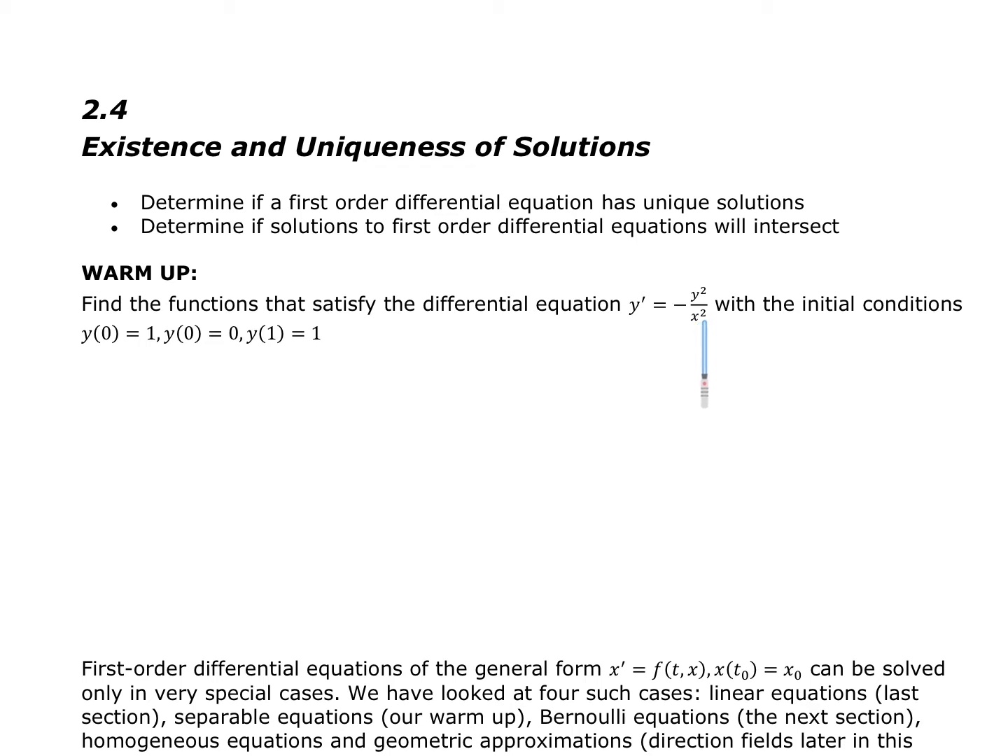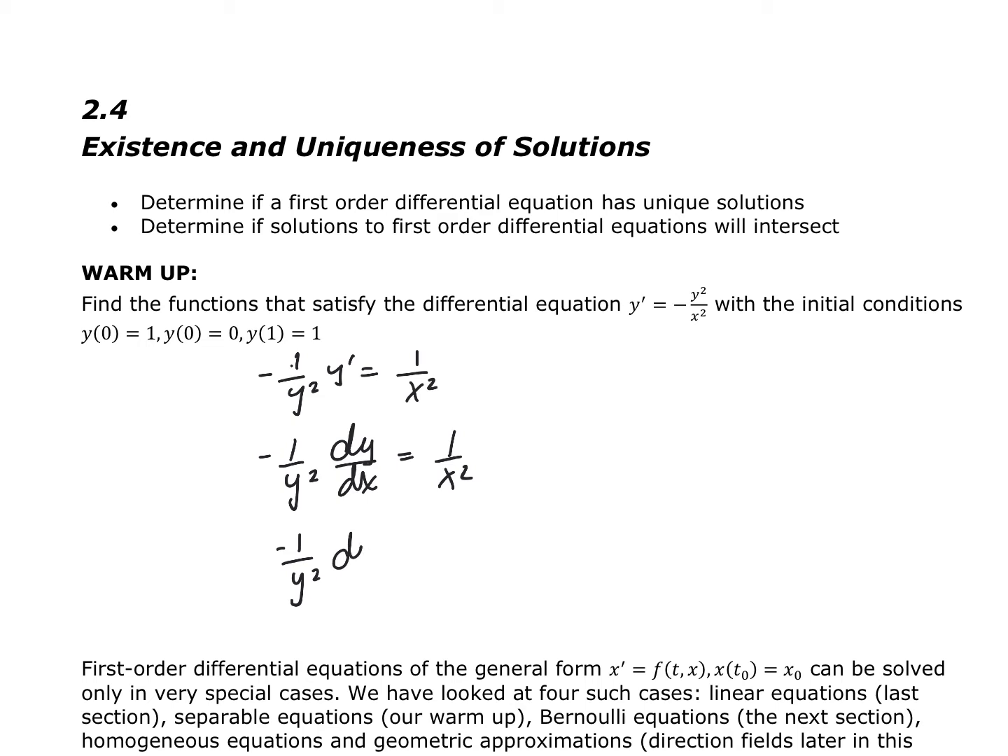We happen to know this is a separable differential equation, so we're going to treat it as such. We're going to divide both sides by y squared. And in fact, I'm probably going to divide both sides by negative y squared. No real particular reason, I could totally not, but you'll see when I integrate why I'd want to do that. So I have negative 1 over y squared, y prime, is equal to 1 over x squared. I'm just going to rewrite this as negative 1 over y squared dy dx is equal to 1 over x squared. So I have negative 1 over y squared dy is equal to 1 over x squared dx.